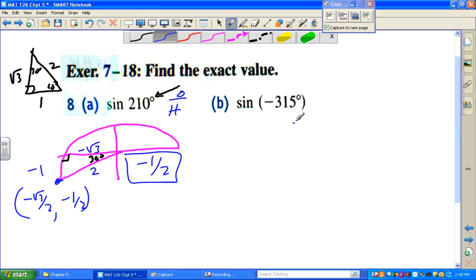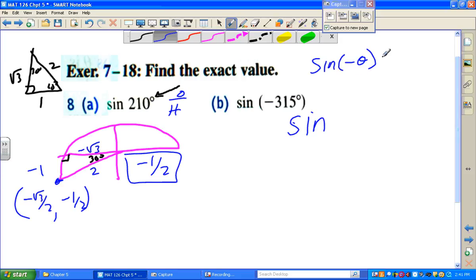All right, sine of negative 315. Sine. Oh, even and odd property. Sine negative 315. Even and odd property. Sine of negative theta. How do I rewrite that?